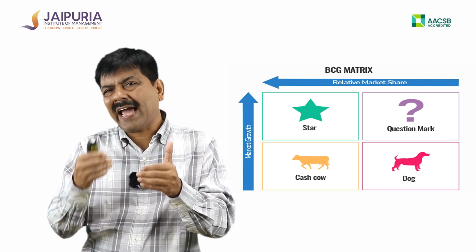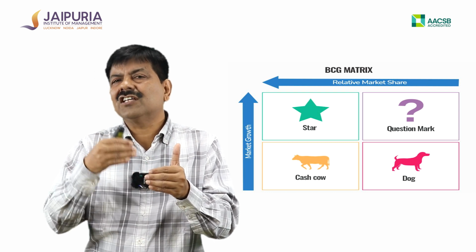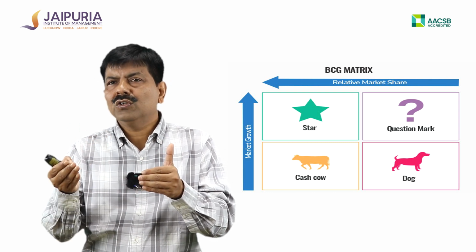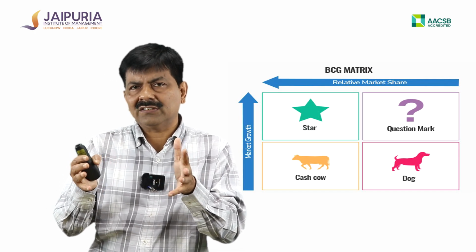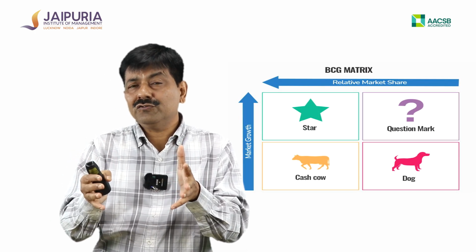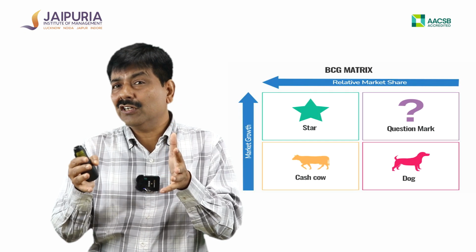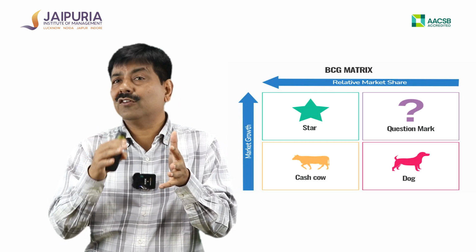So this excessive cash can be transferred to those categories, or those sectors, where there are companies which have the potential to do well, like the stars and the question marks.